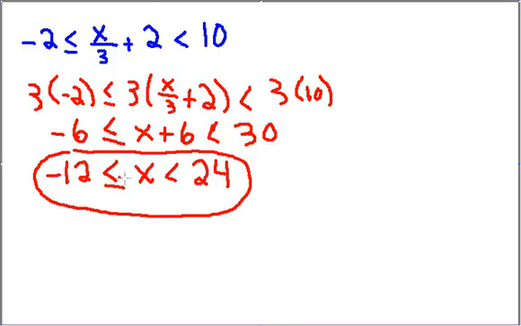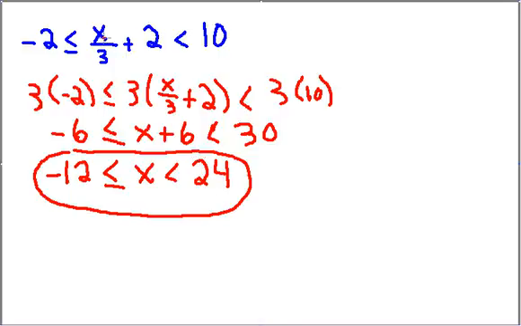Well, let's start at minus 12. Let's go ahead and stick in a minus 12 for x. Minus 12 over 3 is minus 4. Minus 4 plus 2 is minus 2. Is minus 2 greater than or equal to minus 2? Yes. And is minus 2 also less than 10? Yes. Let's come over here to the opposite end, 24.